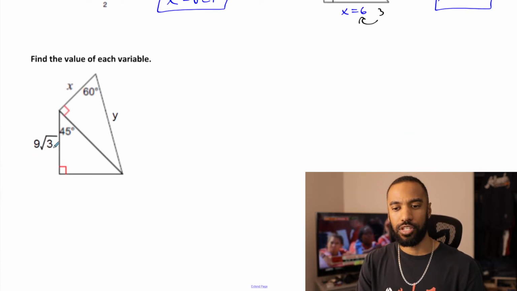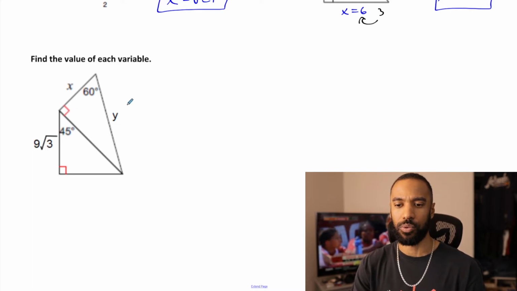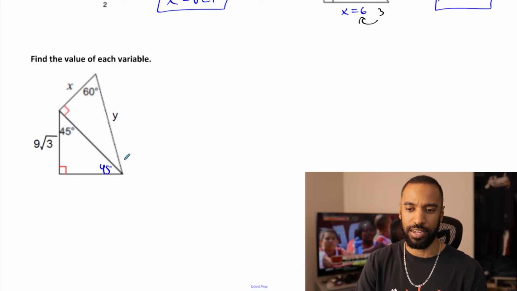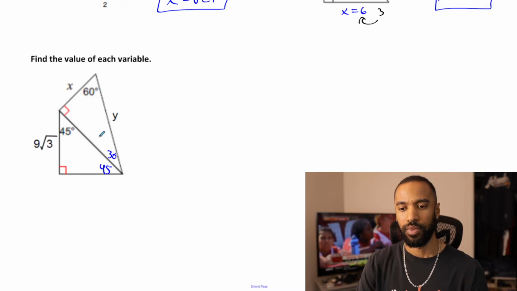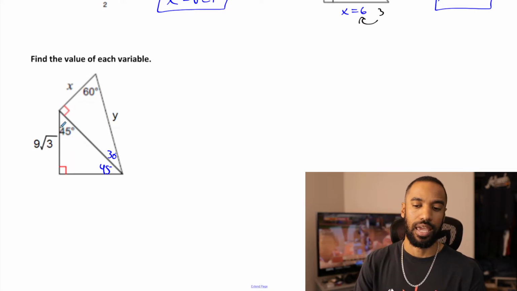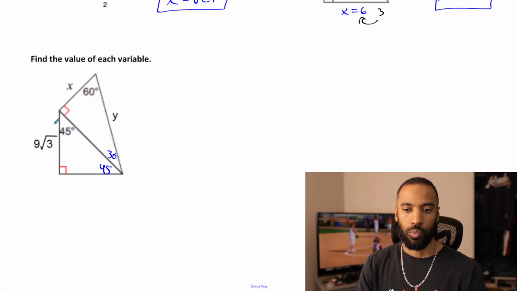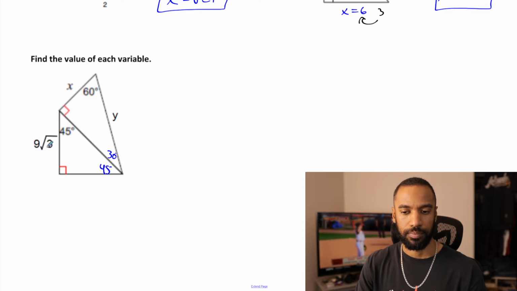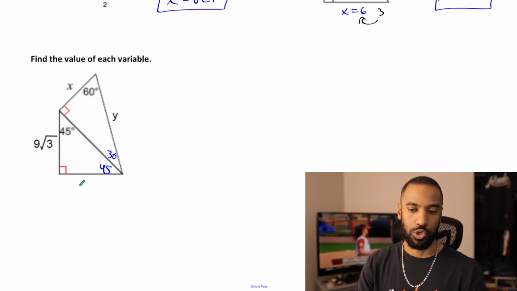All right, find the value of each variable. This is back to our special right triangles, the 45, 45, 90, and the 30, 60, 90. Now, we have to solve for x and y in a triangle where we know no side lengths. So we have to find a side length. In the 45, 45, 90, we know this side length is 9 root 3. That's a leg. This leg also would be 9 root 3.